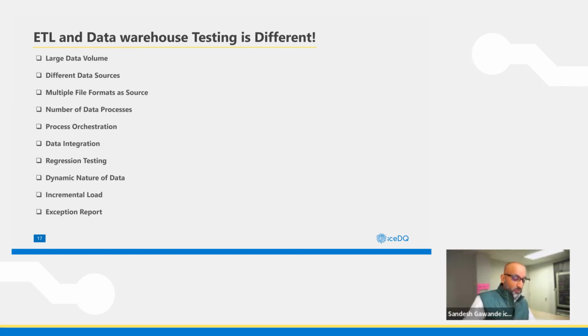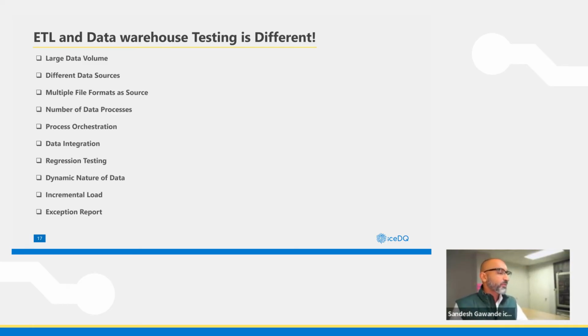The number of data processes: if you do application testing, there might be a few processes here and there, but here you have thousands and thousands of data processes that you are testing. For example, if you take a CRM system, there will be customer data, there will be orders data, there will be shipping data, there will be accounts data, there will be so many processes that are loading data that you need to test. That's one of the things you need to take care of.